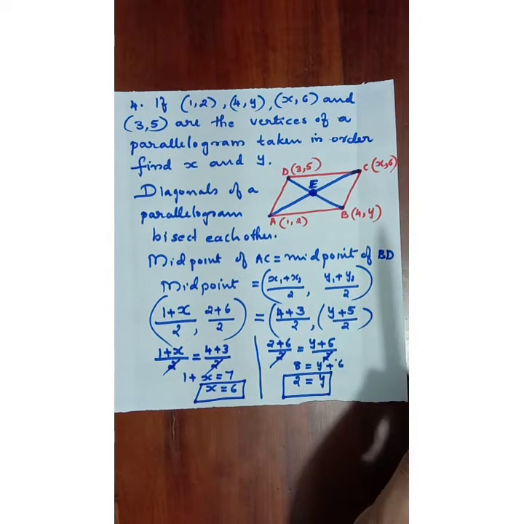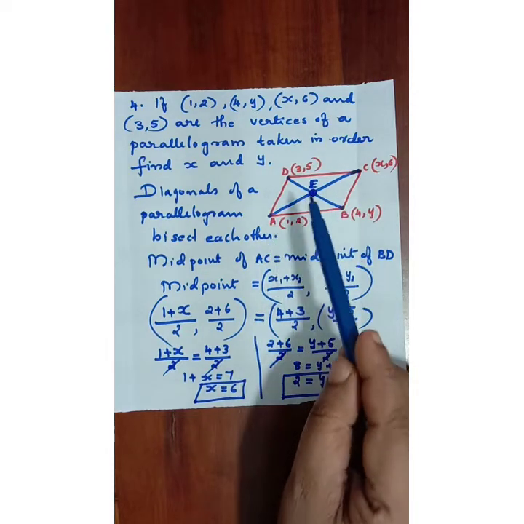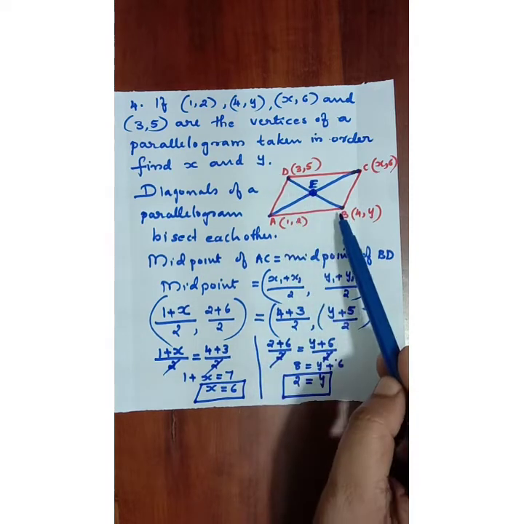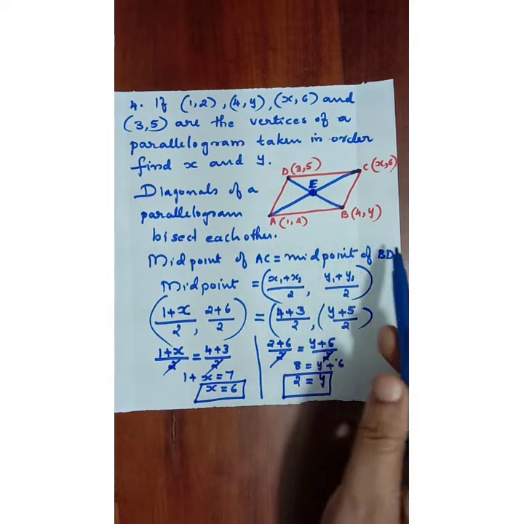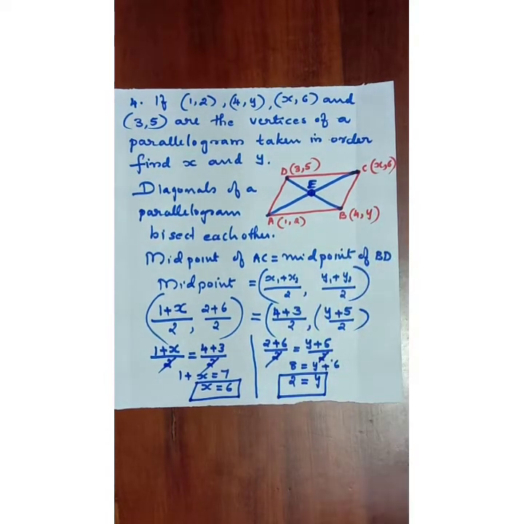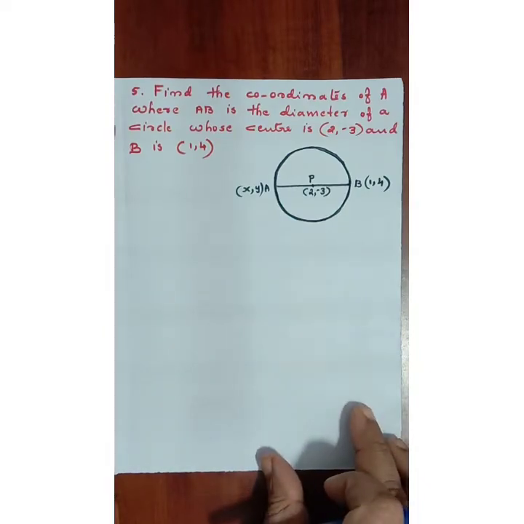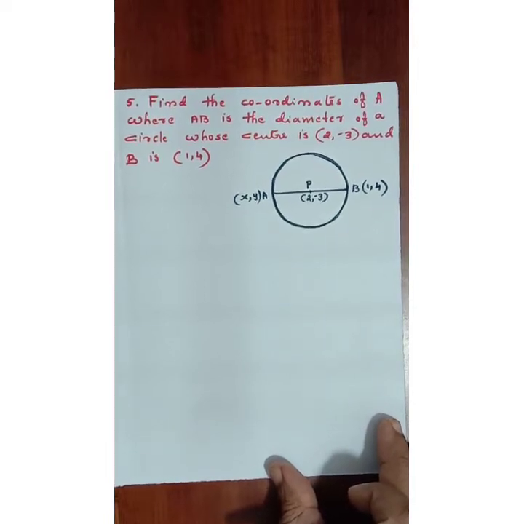Important point is diagonals of a parallelogram bisect each other. Midpoint of AC equal to midpoint of BD. So, you will be able to find out the missing coordinates. Here comes an easy question. Now, you got the idea of midpoint. So, let us see how it is.